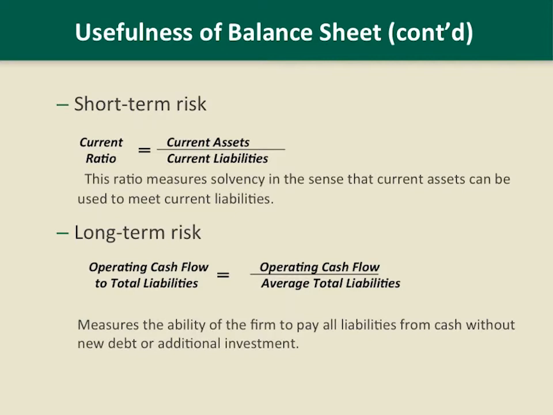For the long-term risk, we could, for example, calculate operating cash flows to total liabilities ratio. It tells us the ability of the company to pay all liabilities from cash without new debts or additional investments.